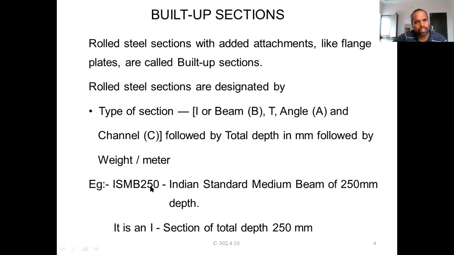Other dimensions have changed, so the weight changes, and along with it other properties like the moment of inertia also change. That's why sometimes, along with ISMB 250, you also mention the weight per meter, to know exactly which section is used. That is general phenomenon in detailing. But for your moment of inertia calculation, the weight per meter is not required, so it is simply ISMB 250 that will be mentioned. It is an I section of total depth 250.